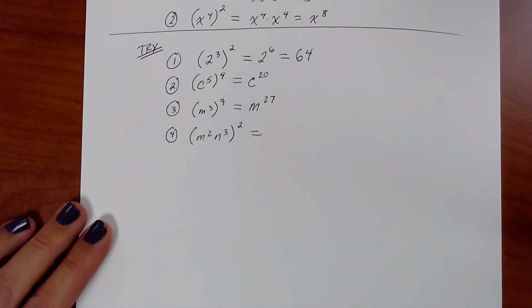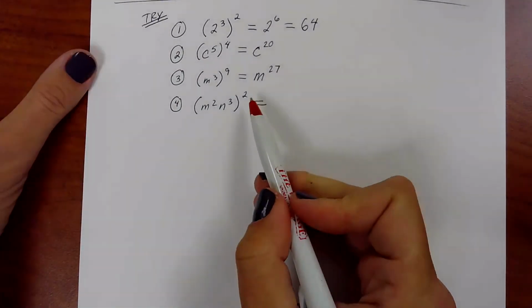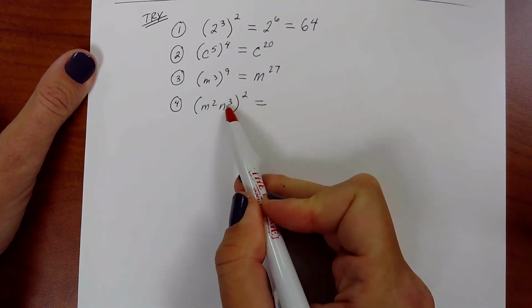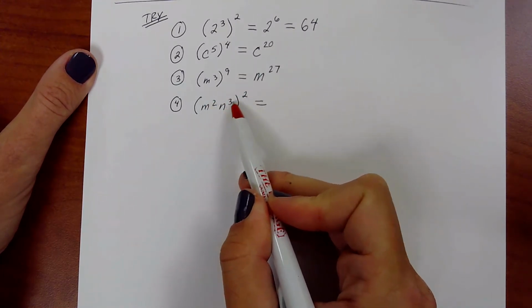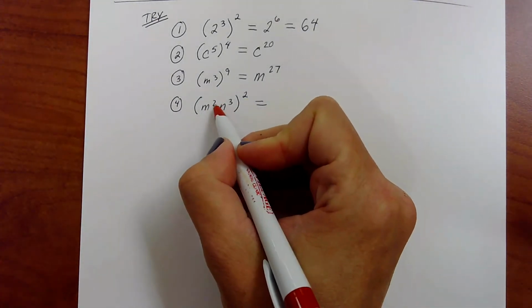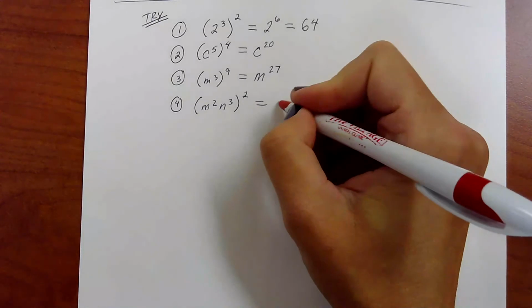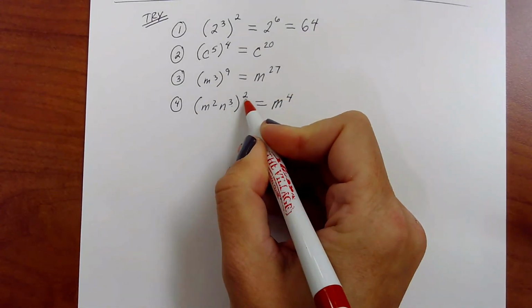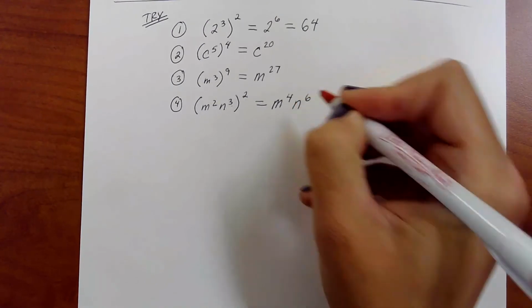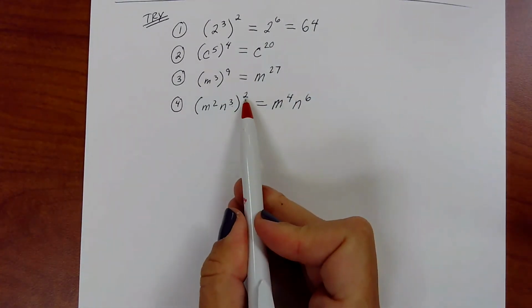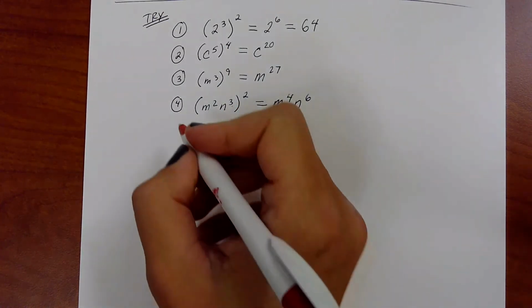Okay, so now this exponent 2 has to go to everything in the parentheses, kind of like you're distributing it. So M to the second is raised to the second. So that's M to the fourth. N to the third is raised to the second. So that's N to the sixth. Okay, so this outside the parenthesis has to go to everything.